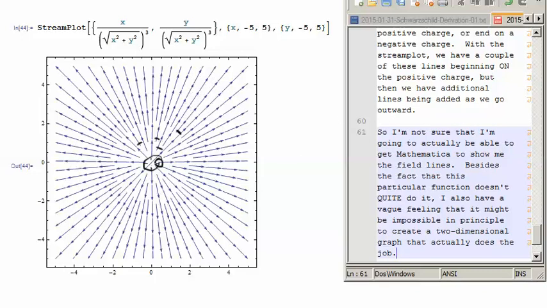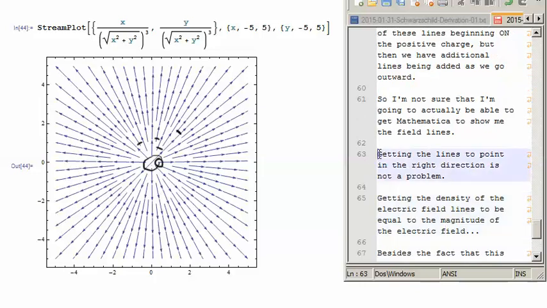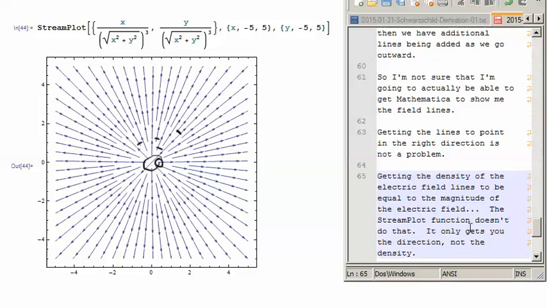the actual getting the number of field lines to match the density of the electric field. I'm sorry, let me start over. Getting the lines to point in the right direction is not a problem, but getting the density of the electric field lines to be equal to the magnitude of the electric field, the stream plot function doesn't do that. It only gets you the direction, not the density.